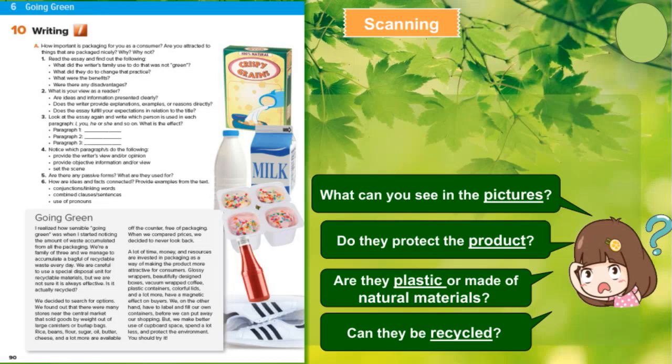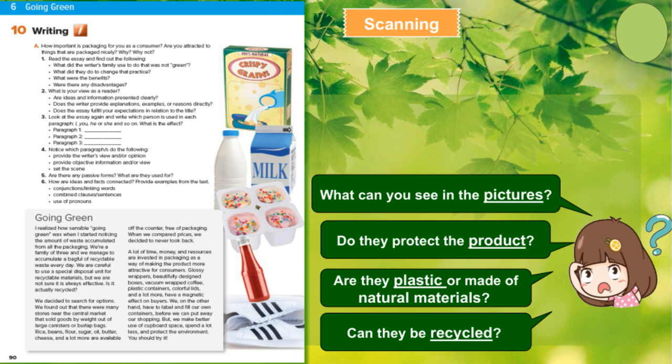Let's take a closer look at the concept of scanning. When we scan a package or product, one of the first questions we should ask ourselves is whether it can be recycled. This helps us make more sustainable choices. Next, it's important to consider what the packaging is made of, whether it's plastic or natural materials. Understanding this can influence how we dispose of it and whether it's environmentally friendly. We should also ask if the packaging actually protects the product inside. Good packaging safeguards the product during transport and handling, but it shouldn't be excessive or wasteful.